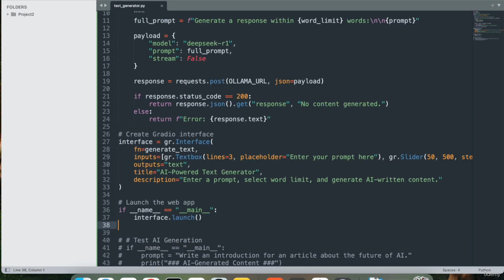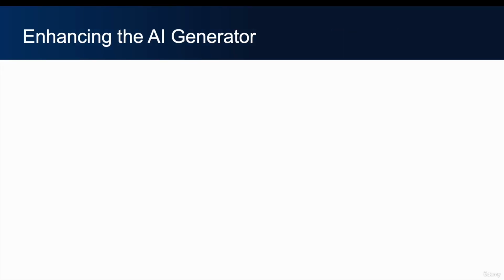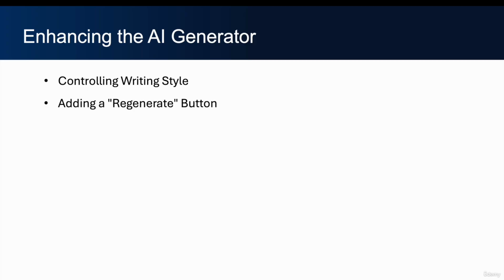Now this is done. Next thing, enhancing the AI generator. Now we'll be controlling the writing style. We can modify prompts to adjust the tone. We'll look at three different types of tone. We'll look at adding a regenerate button. How can we add a regenerate button? And then we'll look at multi-language support. Next, we're going to look at deploying it as an API, a web service that will be available, which we can test using Postman.